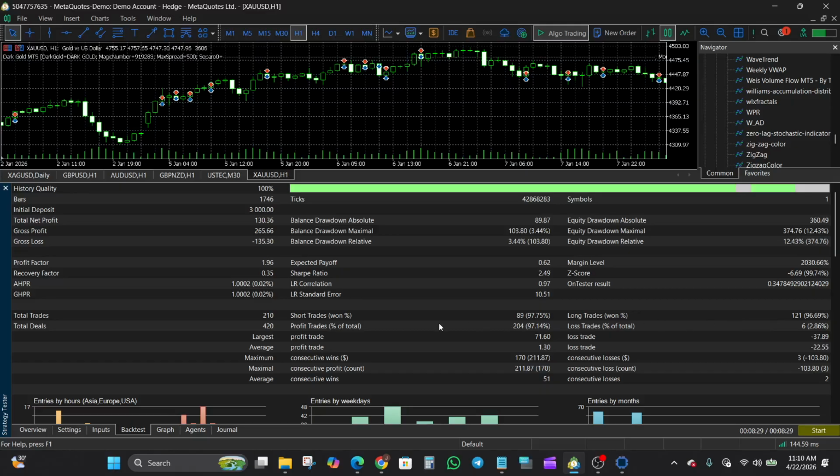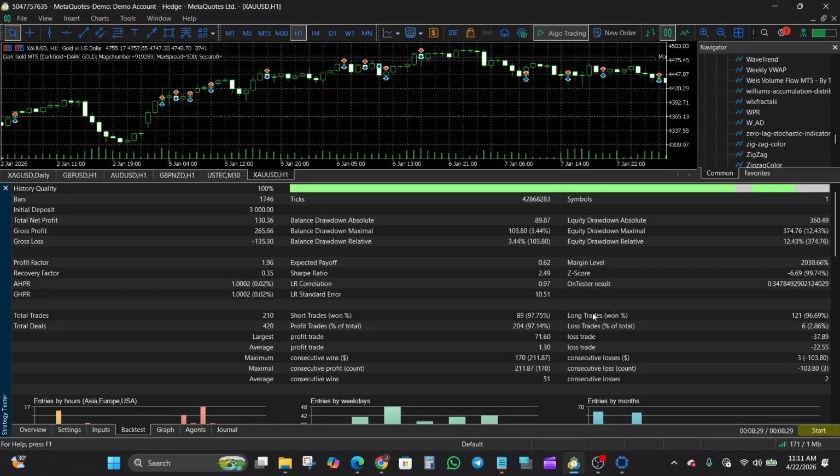So we had a high win rate, actually, but the largest profit trade was 71.60. Largest loss trade was minus 37.89. The average profit trade was just 1.3, as you can see, but the average loss trade was about 22.55. So this tells me that there is a poor risk to reward ratio.